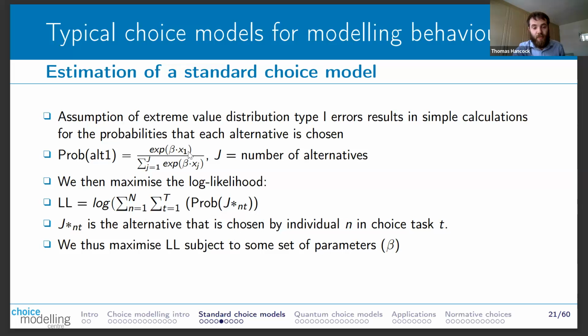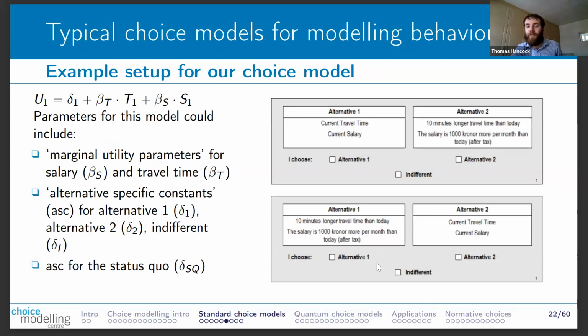So what we're going to then do is maximize this log likelihood subject to some set of parameters. So we're going to put in these parameters and estimate the best values for these that best fit our data. So for example, we've got this choice task I mentioned before, where typically what we'd have is what we call marginal utility parameters for the different attributes, for salary and for travel time, alternative specific constants for the different alternatives, alternative 1, 2, and the indifferent, and status quo bias potentially as well. So what we have here really is just a different number of parameters that will be estimated, and this will tell us something about how people are on average making a choice.